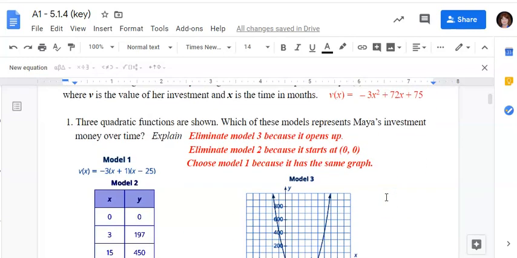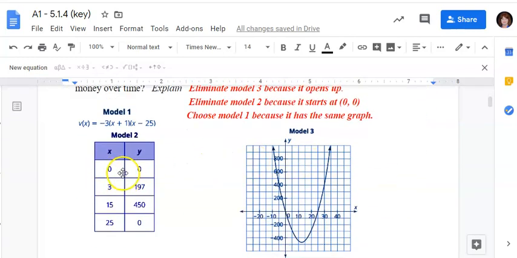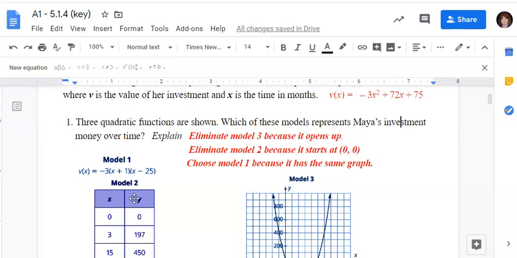If you look at model 2, this table starts at 0, 0. Well, that's on the y-axis, and it's not the correct y-intercept. So you should eliminate model 2 because it starts at 0, 0, and it really should start at 0, 75. And then you can choose model 1 because they do produce the same graph.